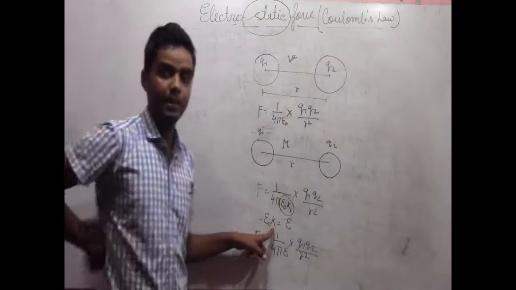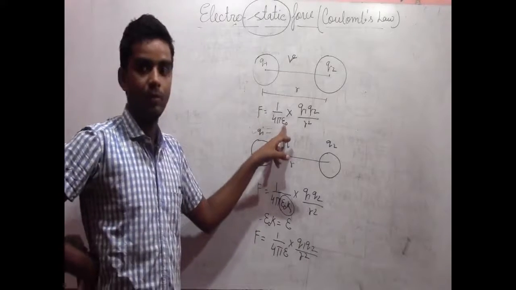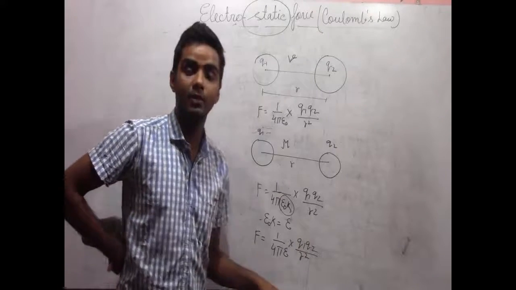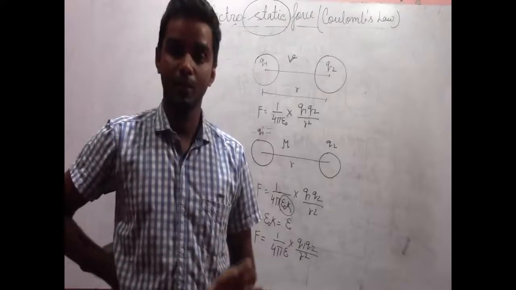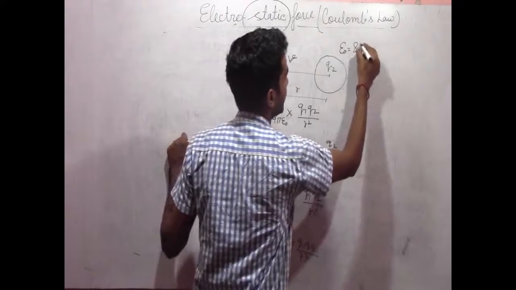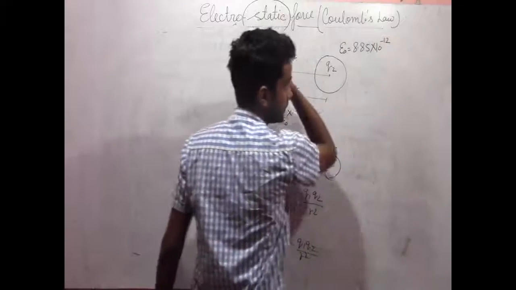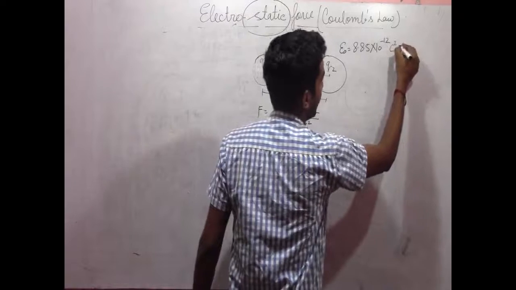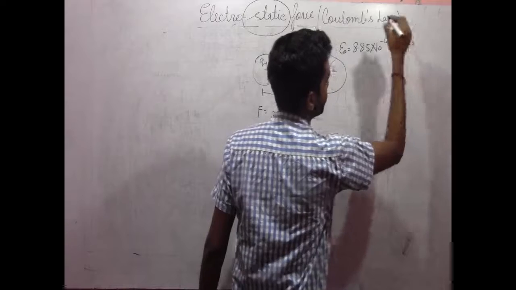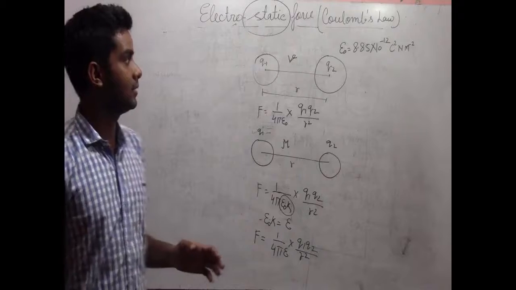Remember it and don't forget it. What is K? K is the permeability constant. What is epsilon naught? Permeability of vacuum. What is epsilon? Epsilon is the permeability of a given medium. And the value of epsilon naught is equal to 8.85 into 10 raised to the power minus 12 Coulomb square Newton into meter minus 2. This is the value of epsilon naught.